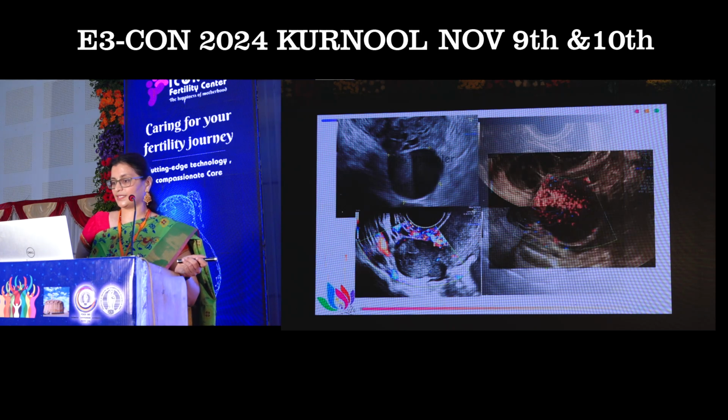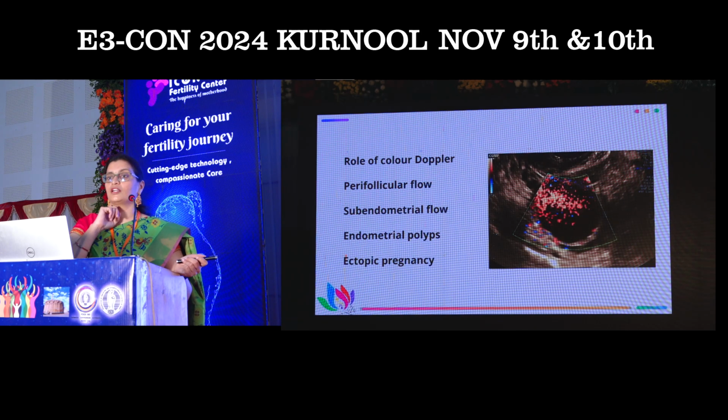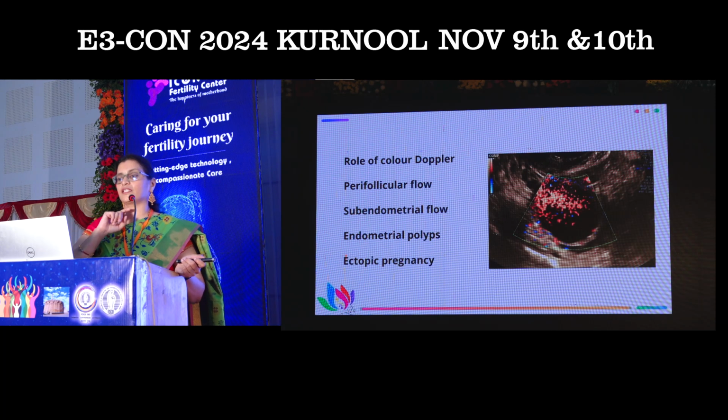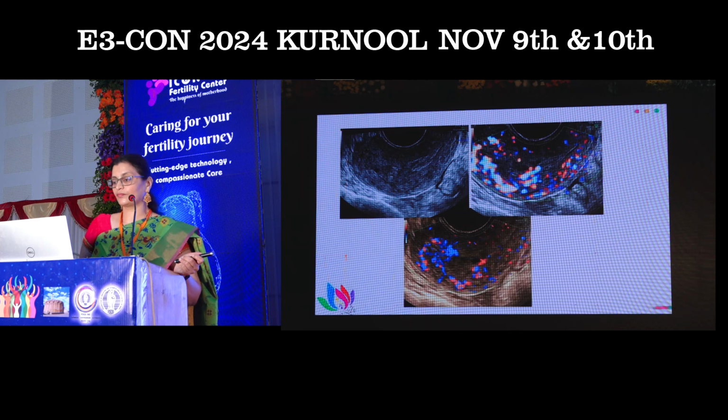Oh, this got missed. So using color Doppler, again, color Doppler, it's better to use in every case, especially when we are assessing the endometrium, or especially when we are assessing infertility patients. So to look at the perifollicular flow, subendometrial flow, the polyp we have seen, and sometimes it can help in locating an ectopic pregnancy.